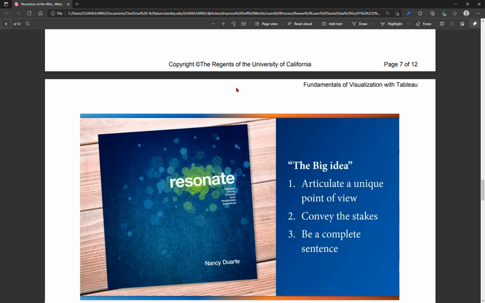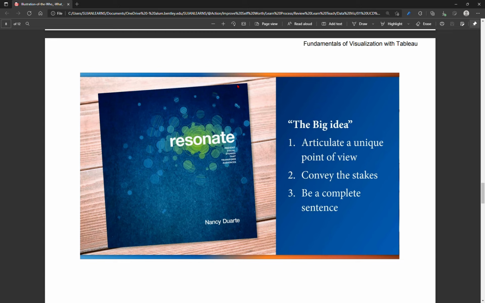Secondly, now we'll talk about the big ideas according to the book Resonate by Nancy Duarte. This book presents three main big ideas. First is articulate a unique point of view. Secondly, convey the stakes. And thirdly, be a complete sentence. What are the three main ideas? Articulate a unique point of view, convey the stakes, be a complete sentence. Those are the three main ideas.